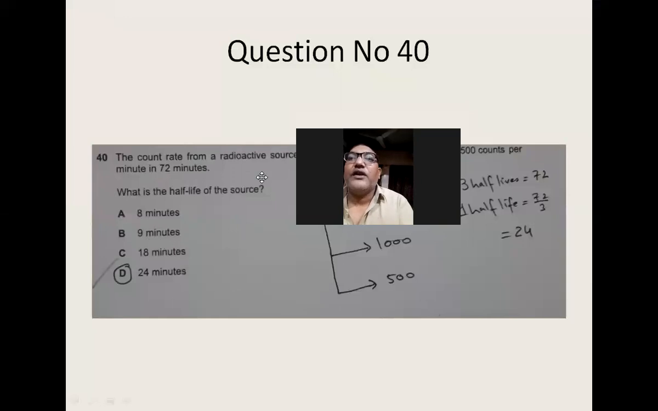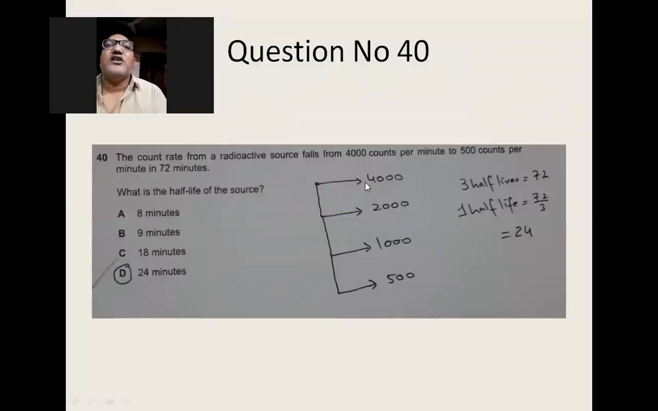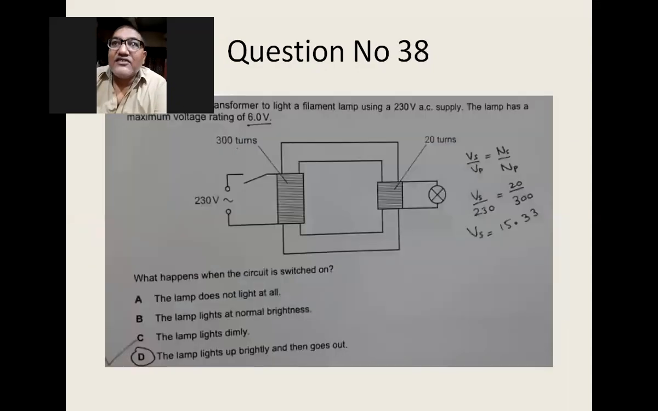Okay. So here you see this is my style of doing these questions. Initially the count rate was 4,000. When one half-life passes, the count rate becomes 2,000. Another half-life passes and the count rate becomes 1,000. Another half-life passes and the count rate becomes 500. So count how many half-lives: 1, 2, 3. A total of 72 minutes has passed. So 3 half-lives equal 72 minutes. So one half-life will be 72 divided by 3, which is 24 minutes. So D is the right answer.